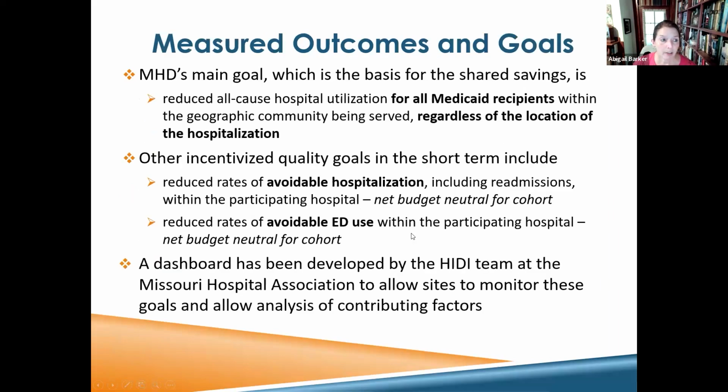So we have a number of different goals. This is a value-based model. We're trying to get to sustainability by having a shared savings approach. So the main goal, and this is the basis for the shared savings we hope to achieve by a 5-year maturity target, is to reduce all cause hospital utilization for all Medicaid recipients within the geographic community being served, regardless of the location of the hospitalization.